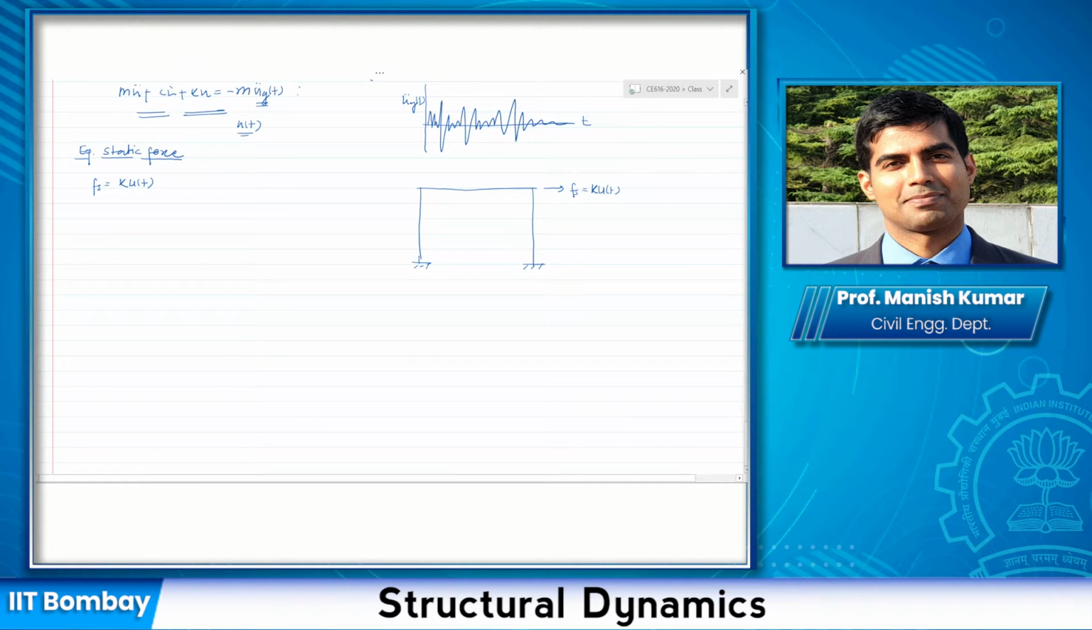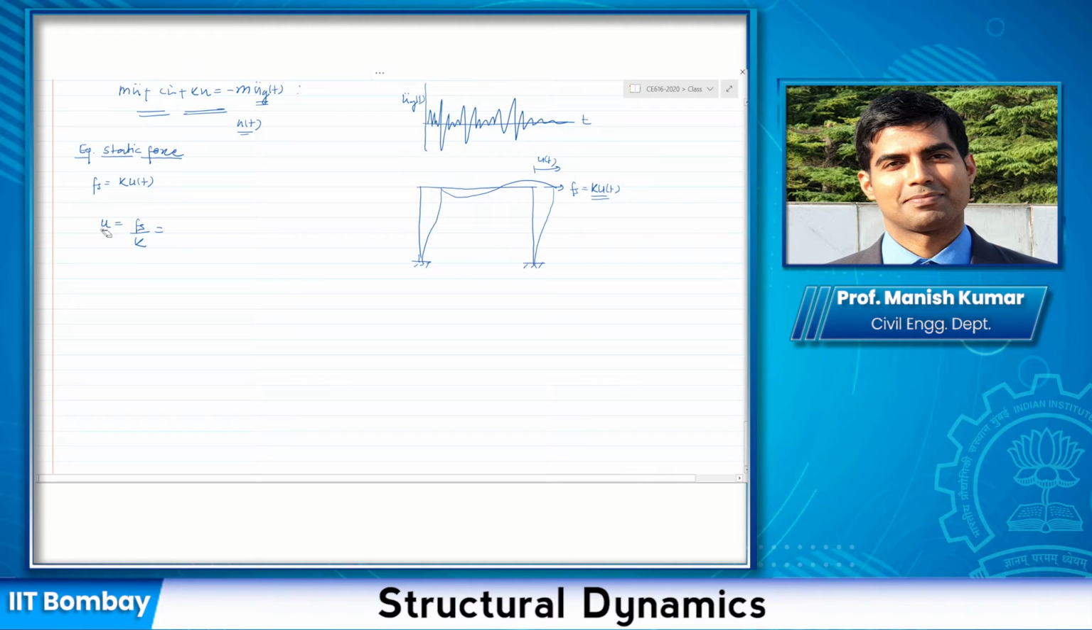Now I'm saying that at any time instant, once I have found u(t), if I apply a force which I would call the equivalent static force, equal to k times u(t), and I do the static analysis subject to this force fs, the deformation would again be what? If I do the static analysis, the deformation would again be u(t), because my deformation would be fs divided by k. This is only if I do the static analysis, not the dynamic analysis.